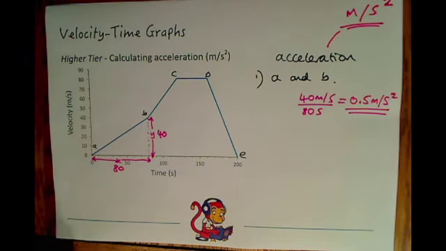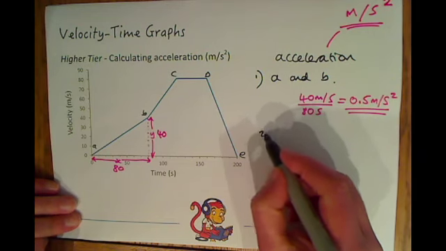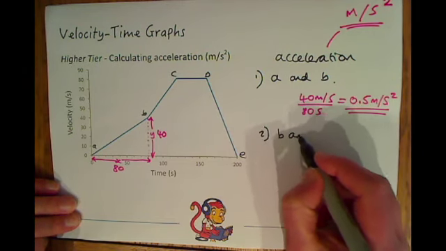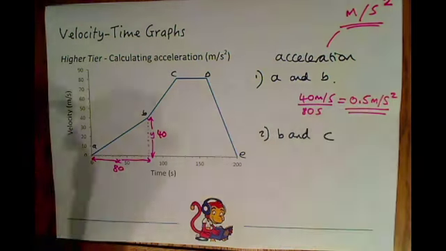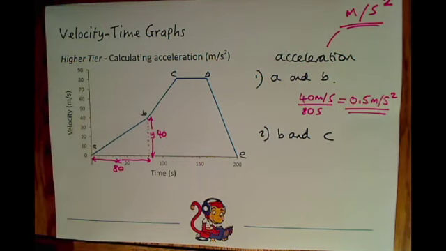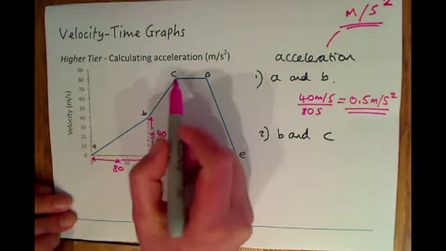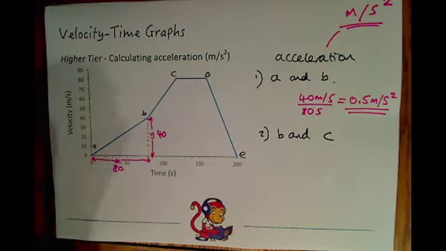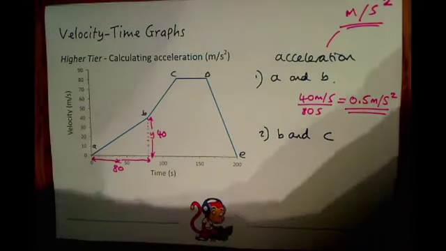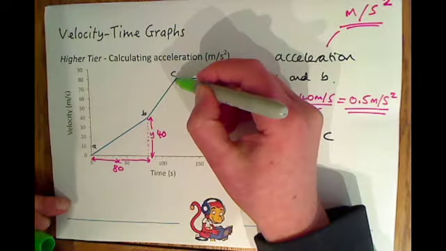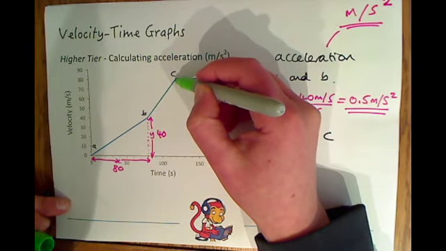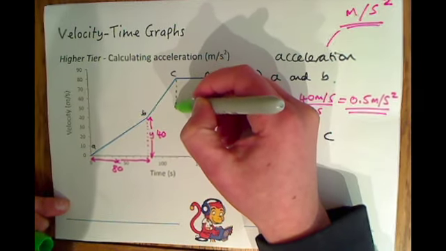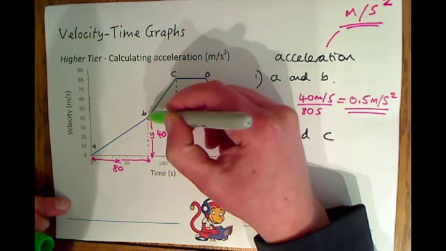If we then look at the acceleration between B and C, we need to draw a triangle on our graph to help us. I'll do it in a different colour so we can see. So if we draw a triangle on, again you should really do this with a ruler in your exam.